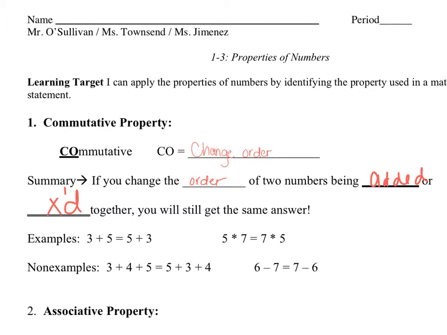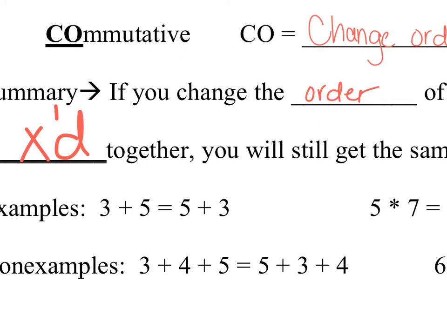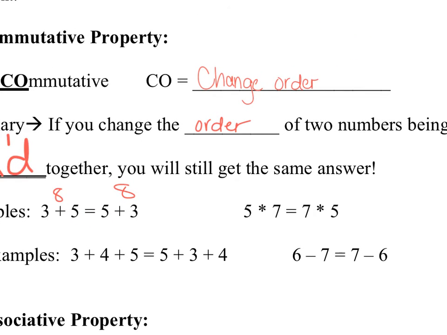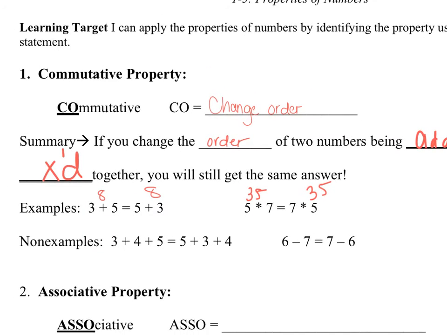So here's why that works. Well, if I have 3 and a 5, that gives me 8. And if I have a 5 and a 3, that also gives me 8. So I just basically changed around my order. That is what the commutative property states. Another example of the commutative property is 5 times 7. Well, 5 times 7 is 35. Well, guess what? 7 times 5 is also 35. That is the commutative property.